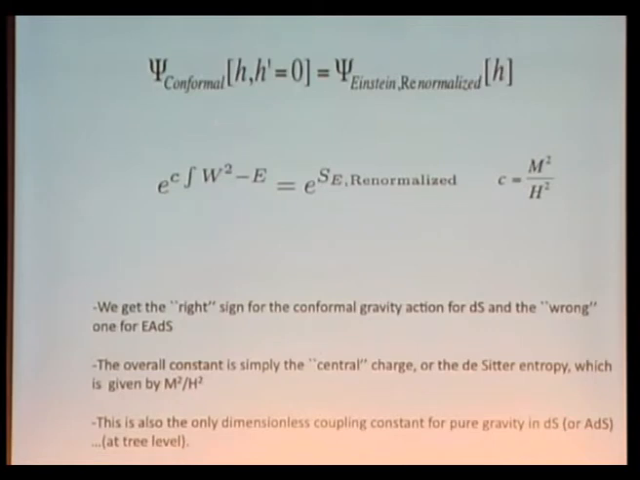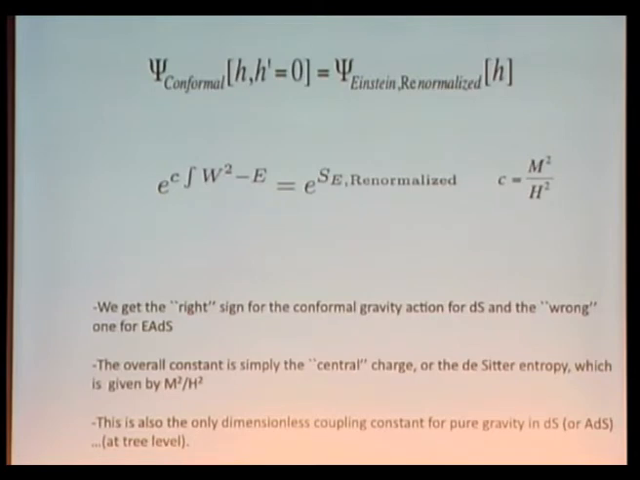One way to express this relationship is to say that if we evaluate the wave function of conformal gravity, which depends on the metric and the first time derivative of the metric, in a theory that is fourth order in derivatives, the metric and its first time derivative are both position variables, and the momenta that are conjugate are the second and third derivatives. And so we can choose to evaluate this at 0, and then we get the same as the Einstein action.